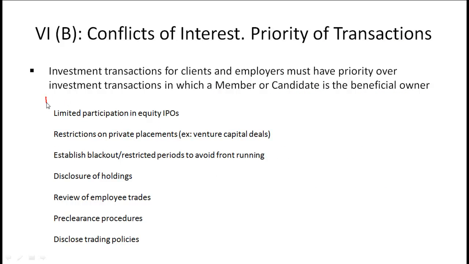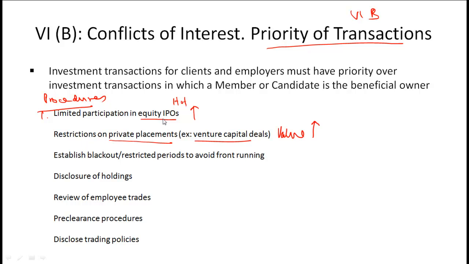So what are some possible procedures that you need to keep in mind with regards to priority of transactions, or 6B? Number one is limited participation in equity IPOs. As we've seen in earlier standards, equity IPOs create lots of potential conflicts of interest. If you are possibly dealing with a hot IPO where the perception is that this IPO price will rise a lot, then for you to personally take a stake in this IPO could easily be seen as a conflict of interest, where it might seem like you are depriving your clients of the potential benefit of the IPO. Hence, your firm ideally should have guidelines and procedures in place that in general limit participation in equity IPOs.